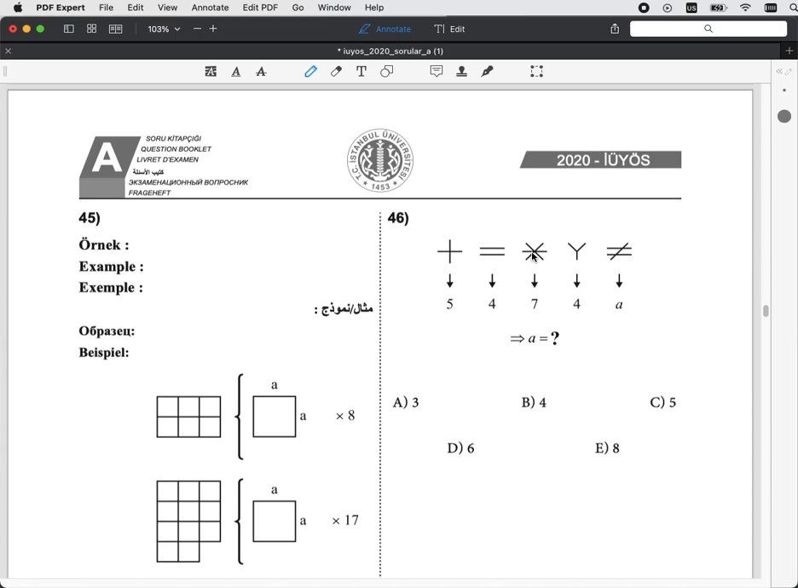Now it is 46. Okay, 46. We need to find the nodes. It's like here, here, here, here, and here. Those are the nodes. So 5, 1, 2, 3, 4. It's 4, 1, 2, 3, 4, 5, 6, 7. That's 7. 1, 2, 3, 4. It's 4. So the answer is 1, 2, 3, 4, 5, 6, 7, 8. So it is E.